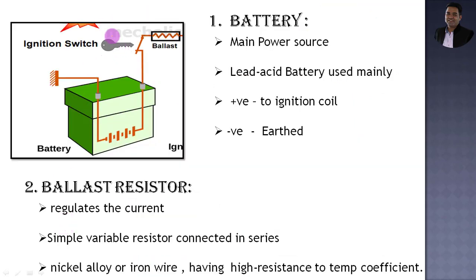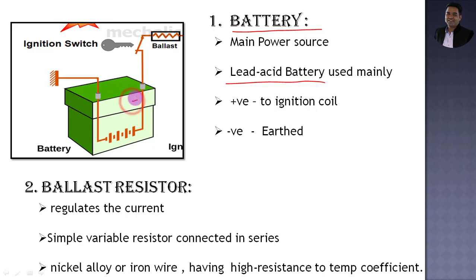The first component is the battery. Battery you can consider as the main source for the battery ignition system. Majority of the time, the lead acid battery is used. Sometimes a metal alkaline type battery can be utilized in the battery ignition system. I have already uploaded a couple of videos on my YouTube channel which explain the constructional details of the lead acid batteries and the working of the lead acid batteries too. I kindly request you to visit those videos for more details.